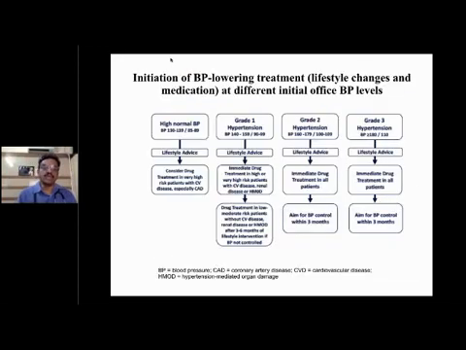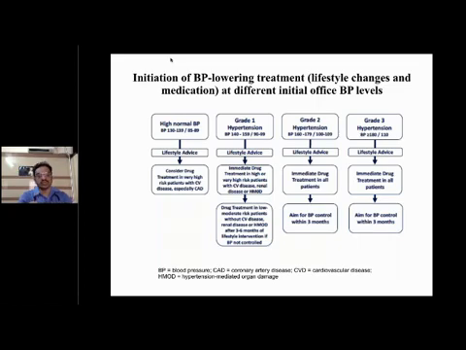So for a high normal BP of 130/139 by 85/89, lifestyle is advised. What is lifestyle? Lifestyle is restriction of salt intake, increase potassium intake, increase fruits and vegetables, reduce saturated fat intake, regular physical activity, moderation in alcohol, and cessation of smoking. According to the DASH trial, they have shown that if you follow this lifestyle, you can reduce your systolic BP by 8 to 10 mm of Hg, which is a very significant reduction.